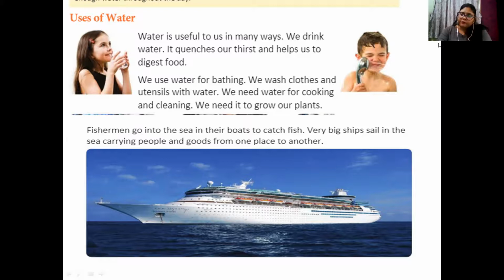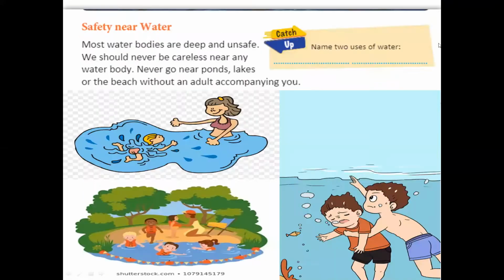Now after the completion of this topic, we are going to move to our next topic. Okay, so everyone follow it. Now the next topic is safety near the water bodies. So children, as we know, water is very important for us, but besides that it is also very dangerous. There are some safety rules which you have to follow every time when you go to the beaches and near the lakes, ponds or rivers.